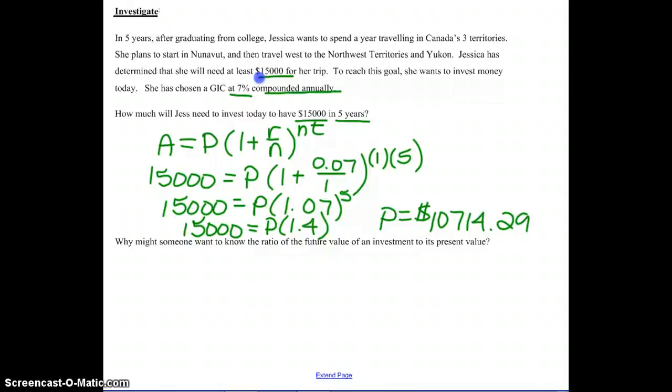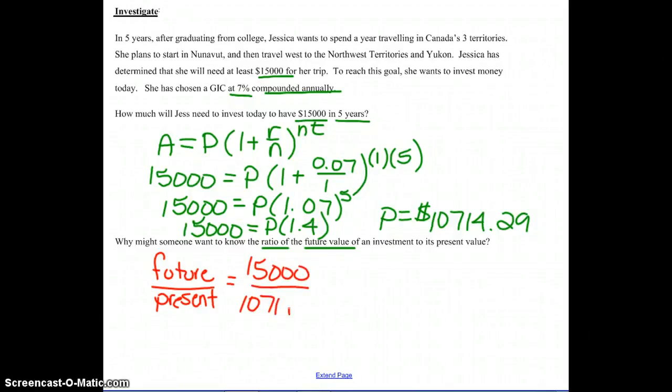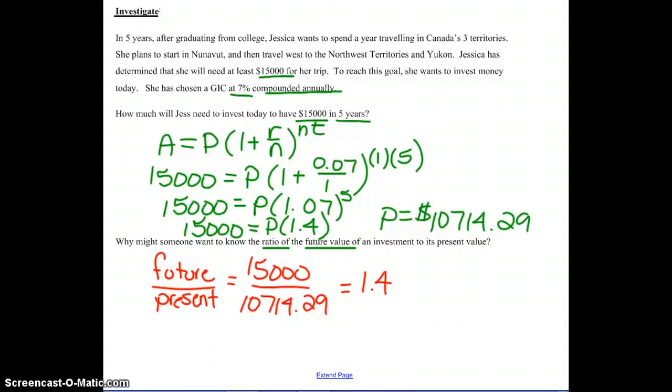So let's take a look then at the ratio of the future value to its present value. This ratio can be written as the future value over the present value. So the future value that we found is 15,000. The present value is $10,714.29. So if we divide these, we'll get our ratio. So 1.4 is your ratio. Now, the higher this is, the better your investment is.